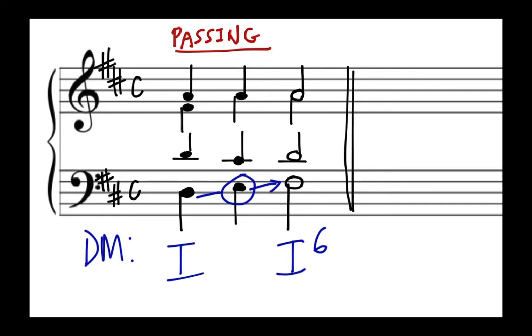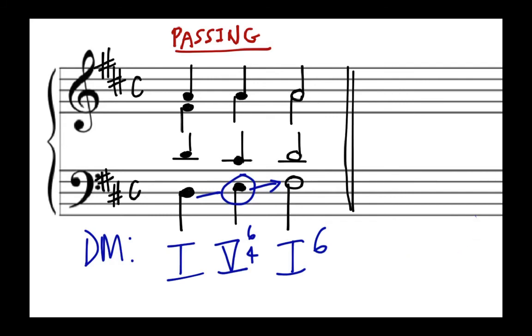And so on that E, we have a dominant chord. Only the dominant, which is spelled A, C sharp, E, right? The dominant has E as its lowest note, so it's really a dominant 6/4. And that's another legitimate use for a 6/4 chord, a passing 6/4.